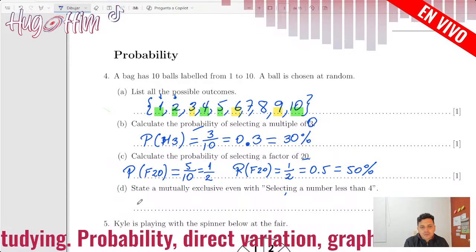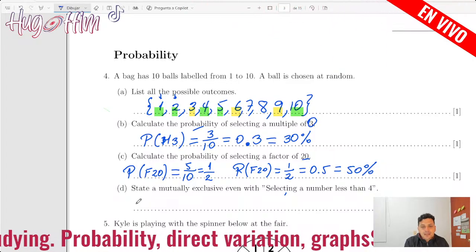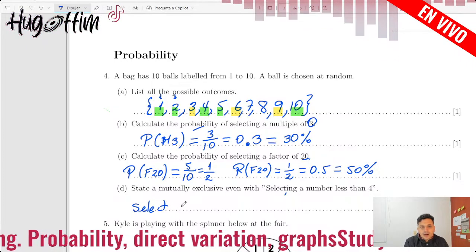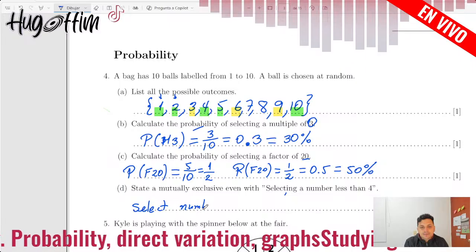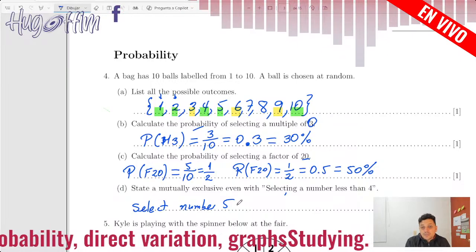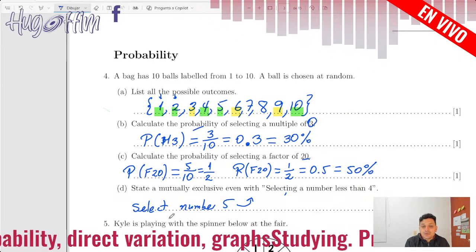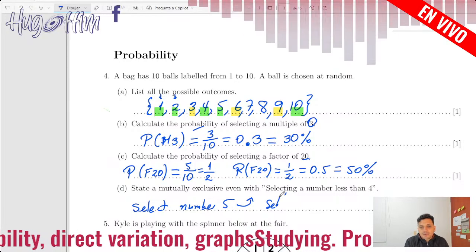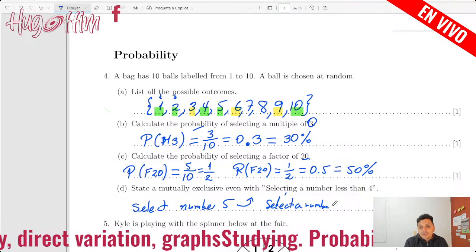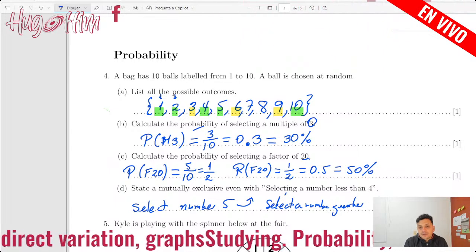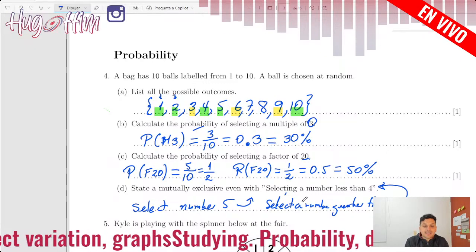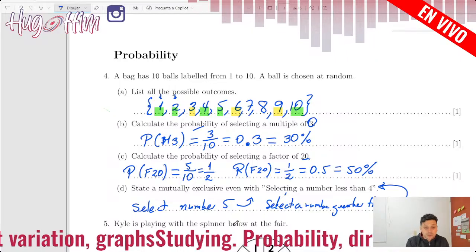So for example, I'm going to put an event: select number 5. If I select number 5, I cannot select a number that is less than 4. Or, for example, select a number greater than 6. If I select a number greater than 6, it's not possible that I select a number less than 4. You see, there's no overlap.